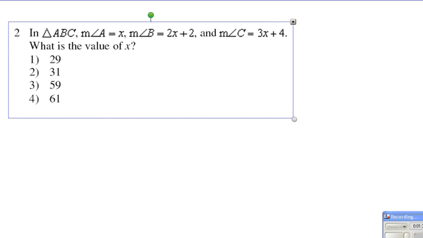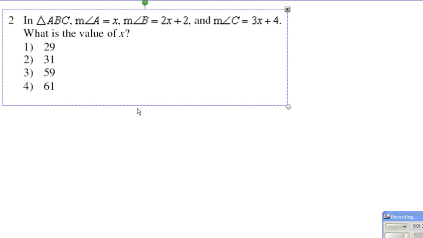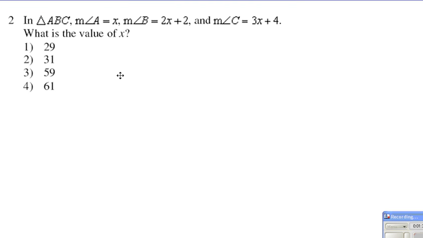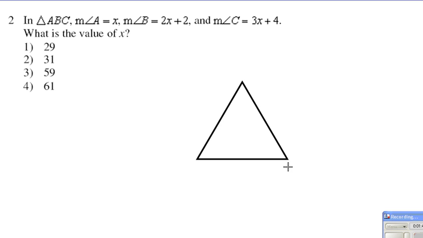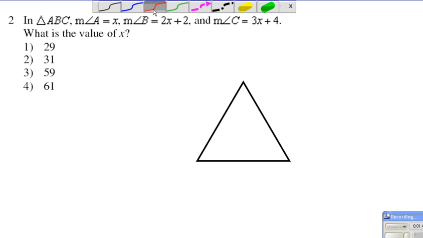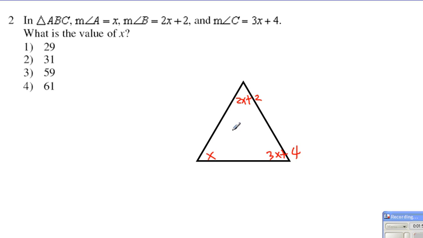All right, next question. So we have a triangle. Now let us try to draw a triangle and then see what happens. So I'm just gonna draw a triangle. It doesn't really matter. It looks like an equilateral, but of course it's not. But we'll just use this one for convenience sake. This one is equal to x. This one is equal to 2x plus 2. The other one is 3x plus 4. Now what's the value of x?